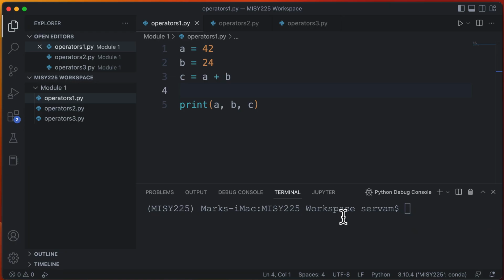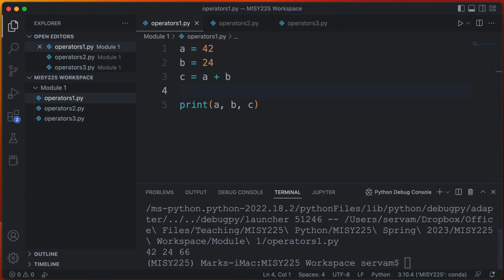As an example of how to do calculations in Visual Studio, you could assign, for example, the value of 42 to A, 24 to B, and then take the sum of the two. As we mentioned earlier, it's necessary to print the result to see the result of the calculation. So if I run this, in the lower window you can see that the results are printed out, 42, 24, and the sum, of course, which is 66. The other operations apply in a similar fashion.